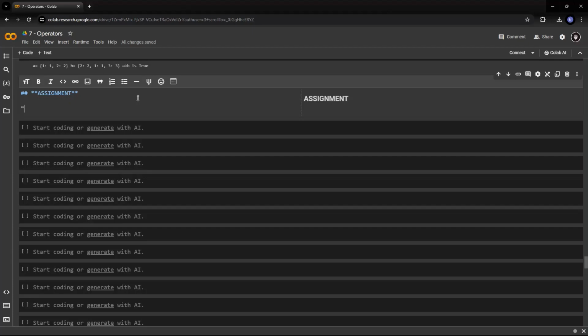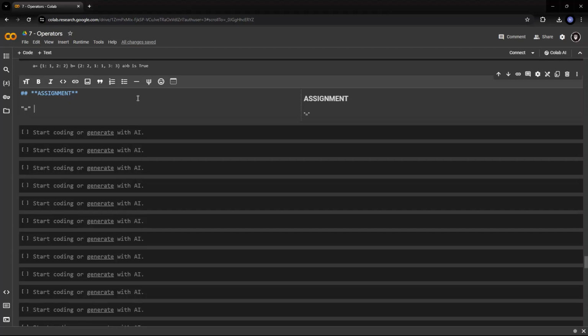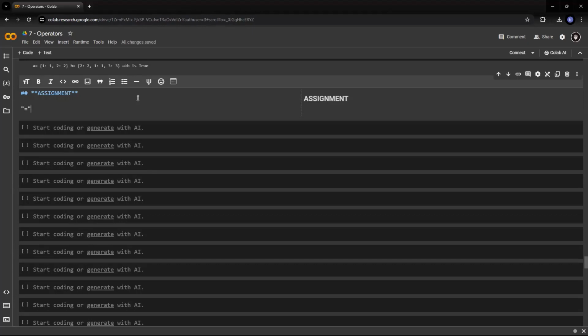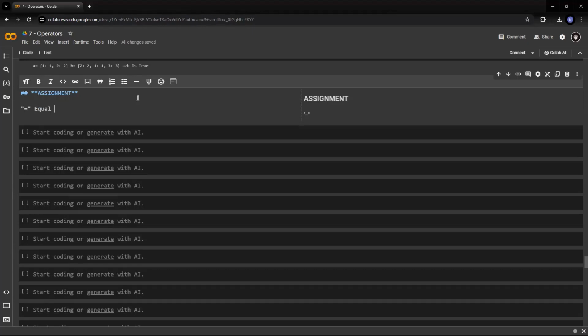If you see this particular equals to symbol, let me write it once again. I've deleted it. So the equals to symbol in Python is an assignment operator. Now, the value of a Python expression on its right is assigned. So if I say a equals to 10, on the right is 10, so 10 is assigned to a.